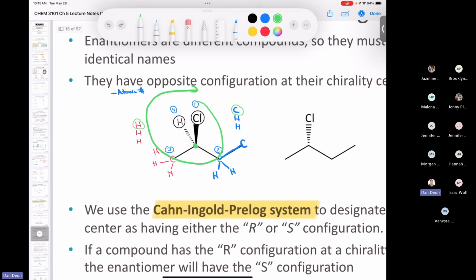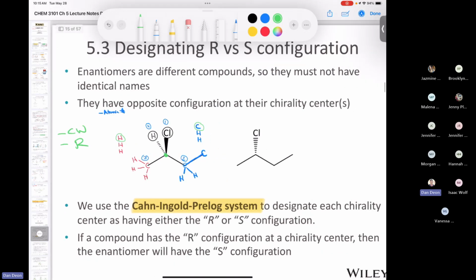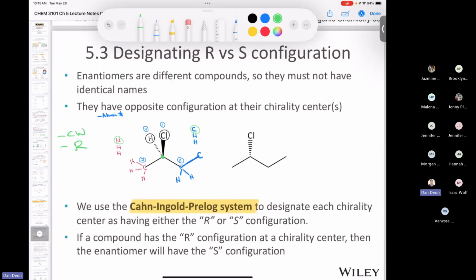And if it's going in a clockwise direction from 1 to 2 to 3, if it's going clockwise, we say it has an R, right? It's going to the right. So we say it has an R designation, okay? So that is in a nutshell how you do the Cahn-Ingold-Prelog rules. That's me teaching you my way, okay?